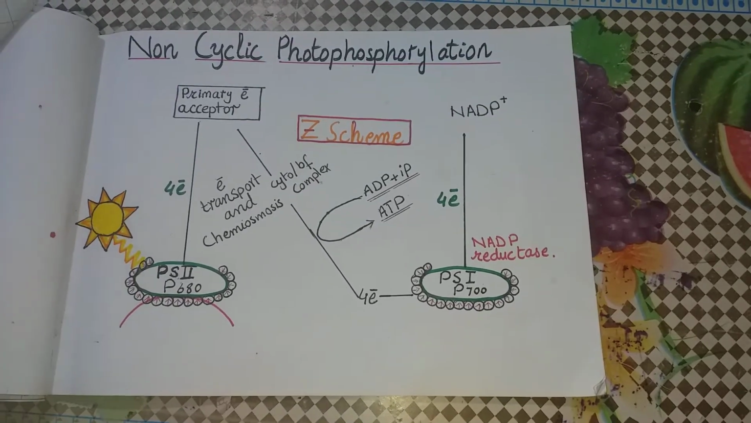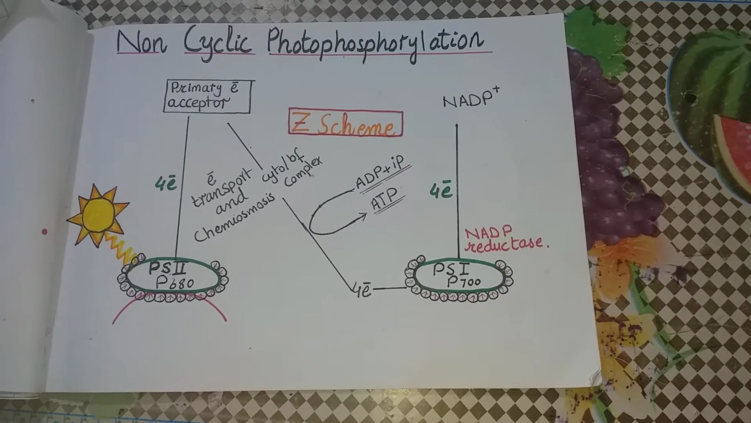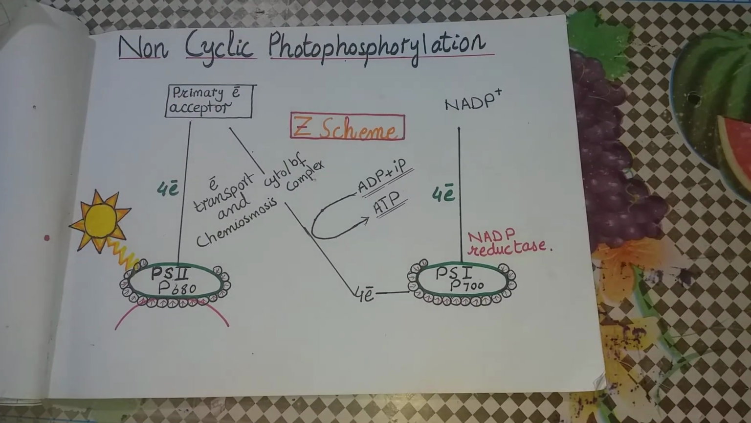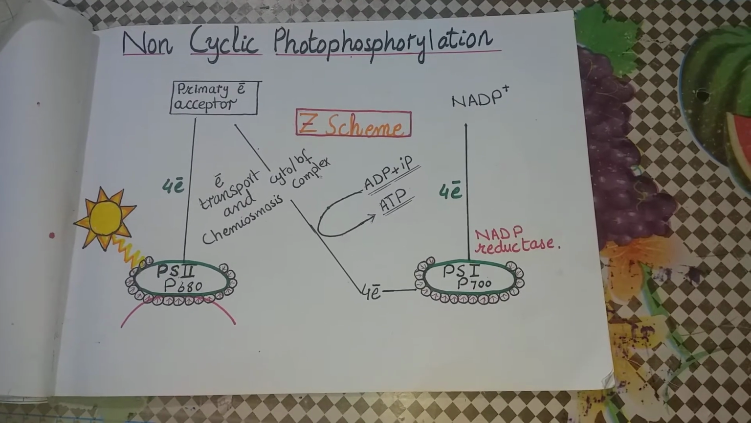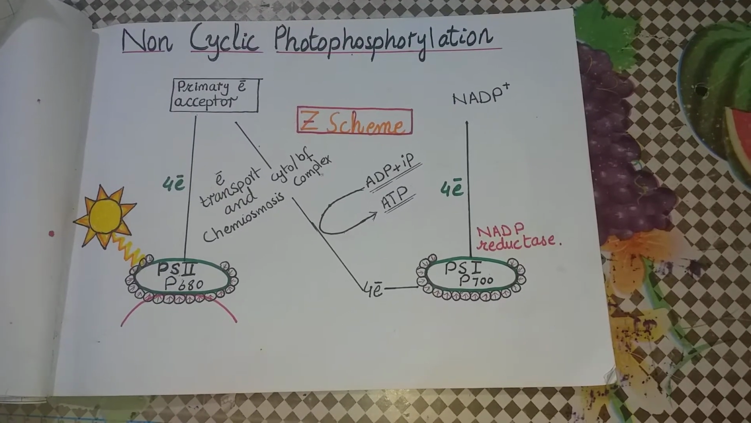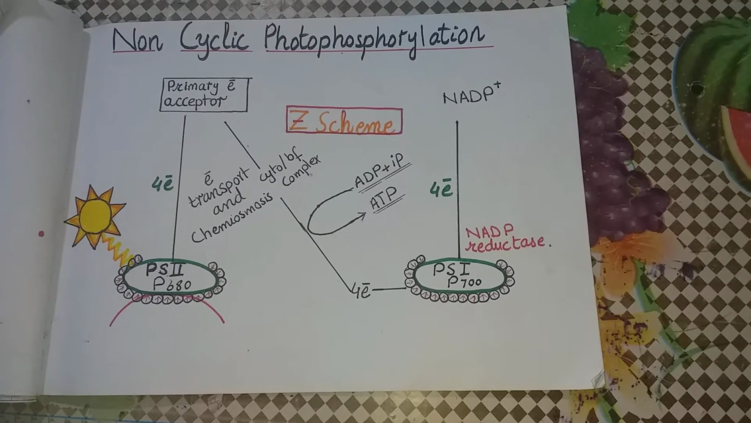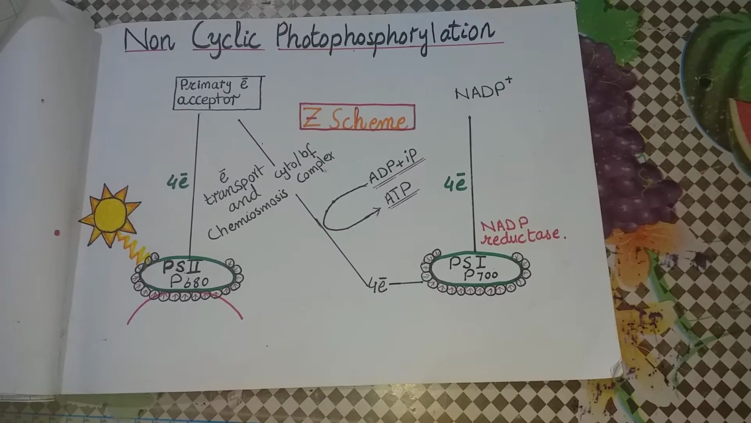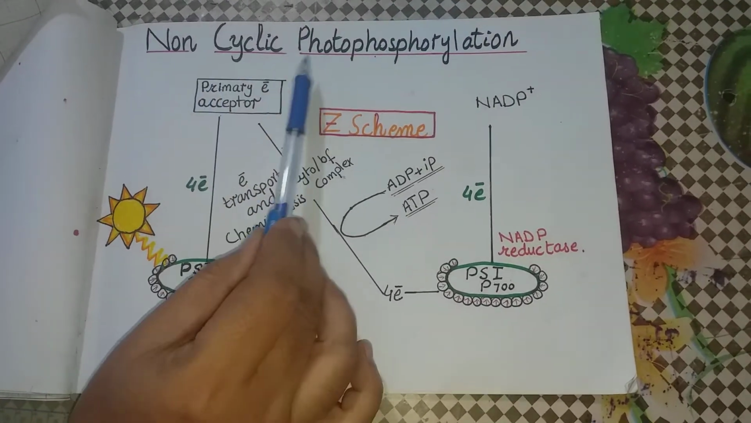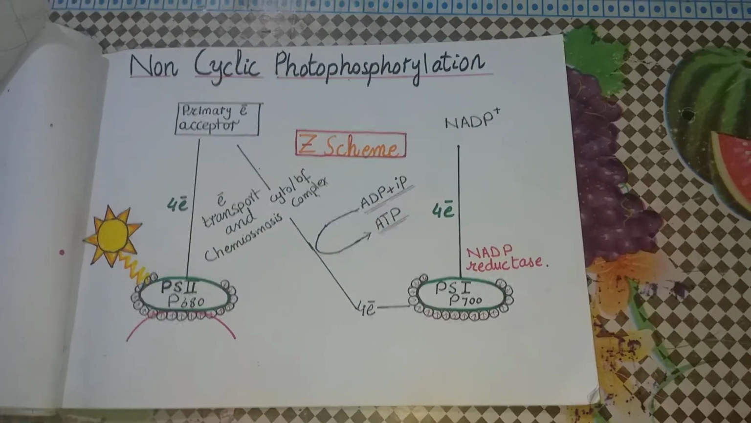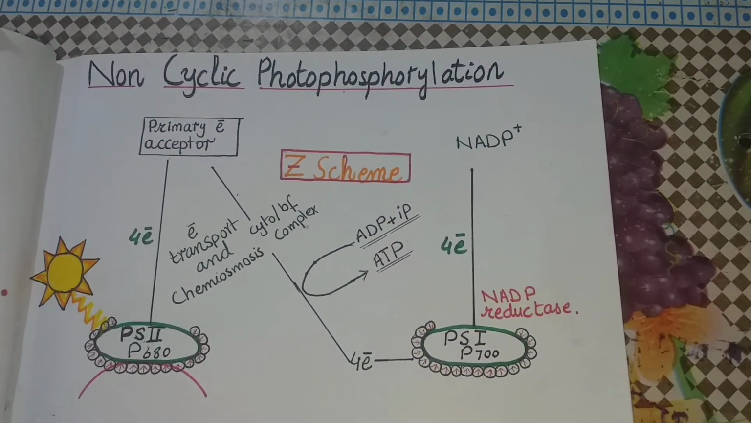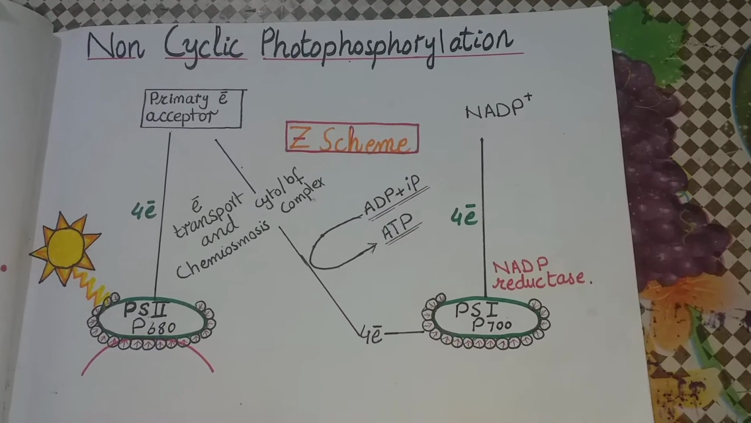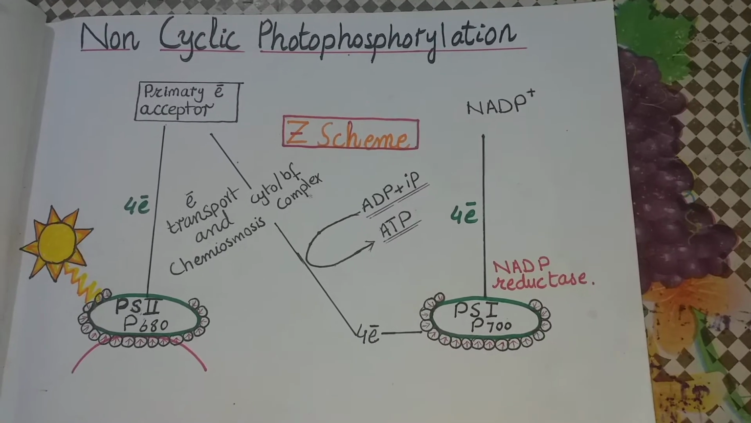Non-cyclic photophosphorylation is very important because both photosystems, photosystem 1 and 2, coordinate and cooperate with each other, so efficiency will increase. Both assimilatory powers, ATP and NADPH plus H plus, will be formed. This non-cyclic photophosphorylation is different from cyclic photophosphorylation. I hope at the end of this lecture you will be able to differentiate between non-cyclic and cyclic photophosphorylation.